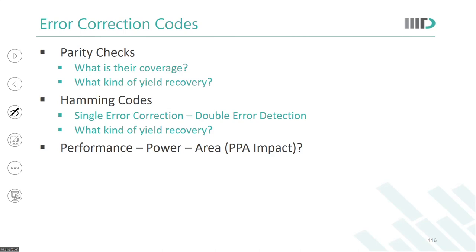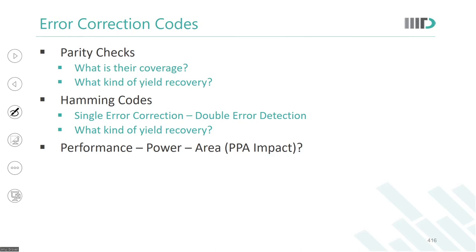Where do you lose? Area. Extra bits need to be stored. Where else do you lose? Latency. Because now when you're writing, you have to first encode and then you write. And when you're reading, again, you have to decode and then you read.